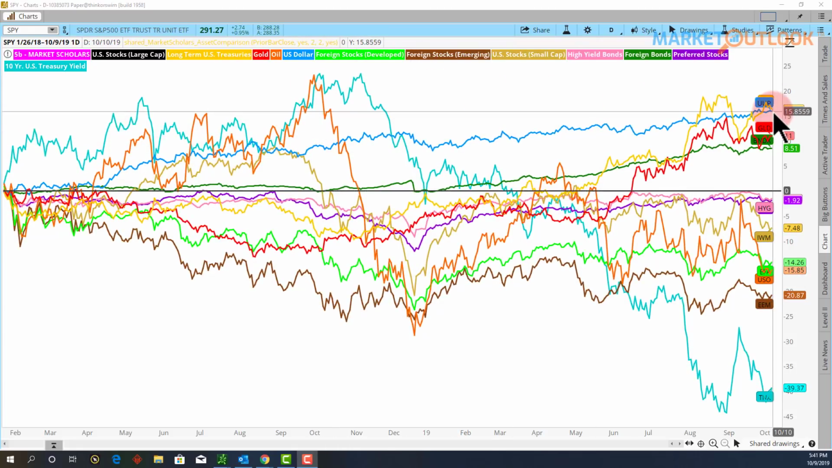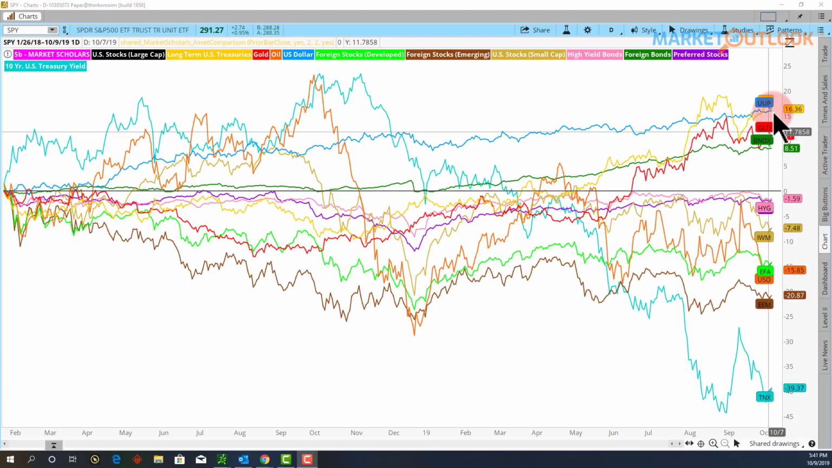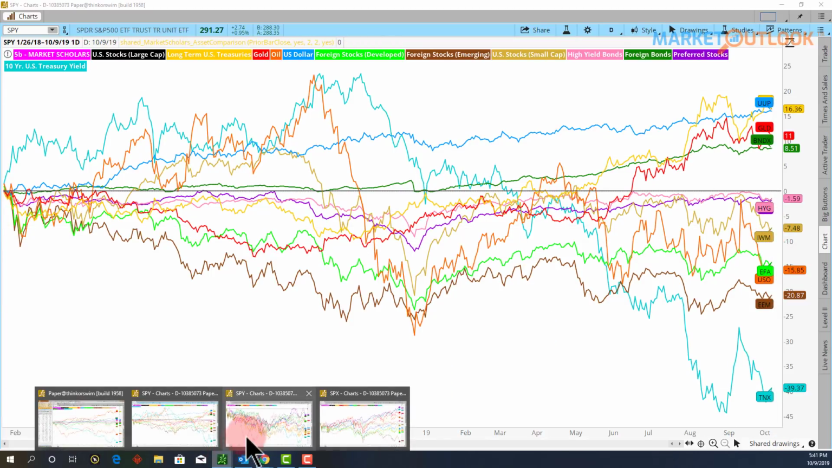Look how bullish the dollar's been since January the 26th. Look how bullish treasuries have been. Look how bullish gold has been. They're the only asset classes above zero, along with foreign bonds. You can see emerging markets down 20%, developed markets down 15%, small cap stocks down 8%.